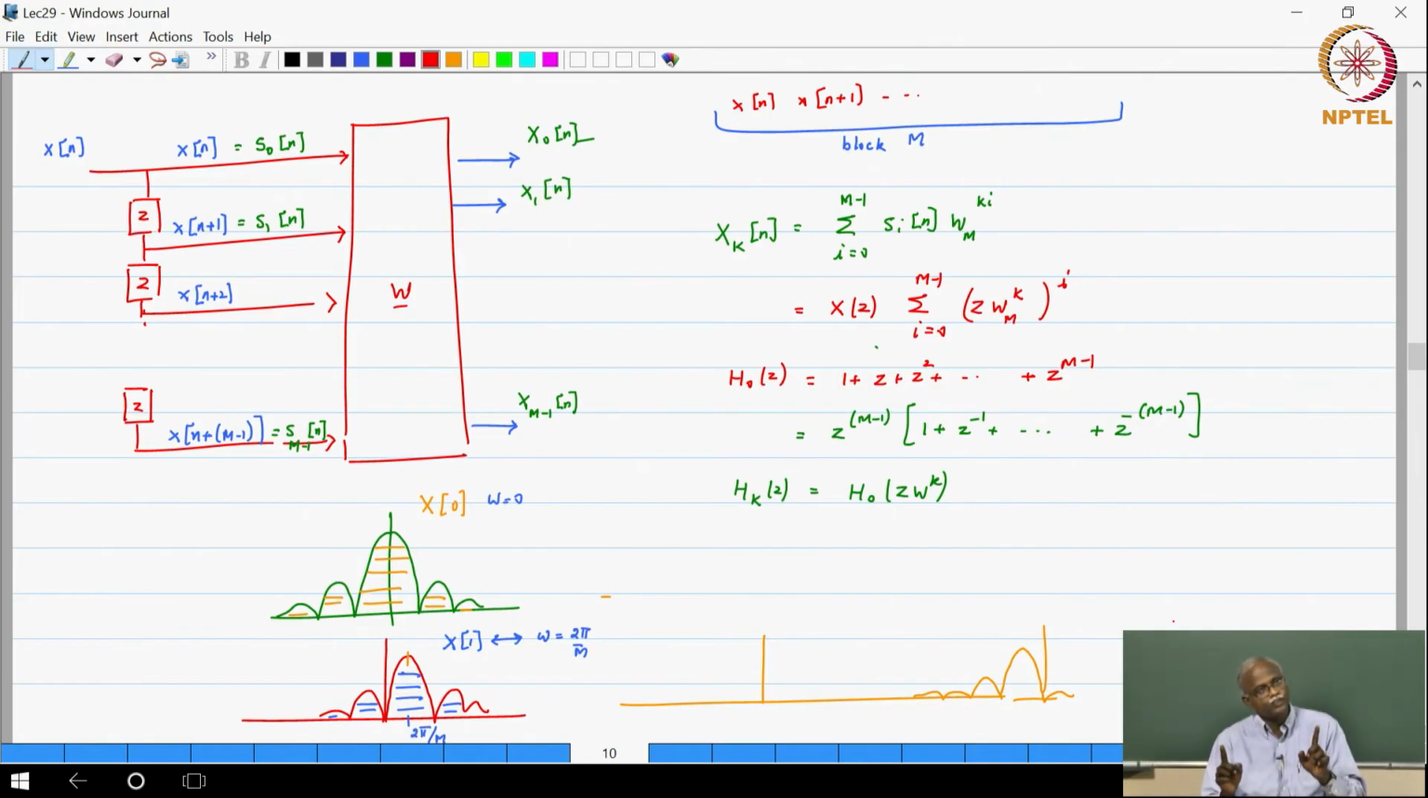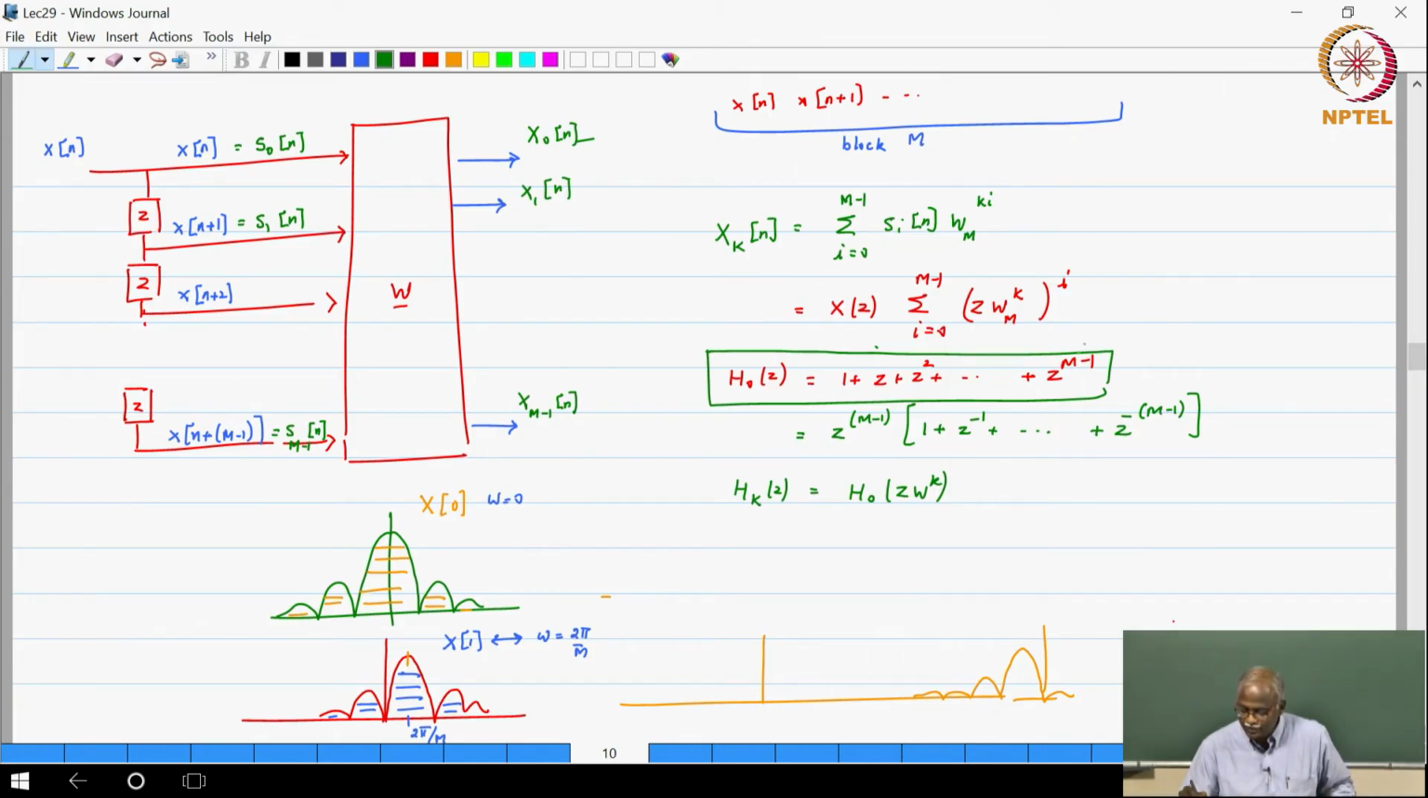So, basically if you were to think of it as spectral analysis, then the DFT coefficient x0 is the output of x of n passing through a filter whose response is given by this expression, 1 plus z plus z squared plus z power m minus 1. So, basically if you pull out the appropriate factor, you can show that this is nothing but the rectangular window.